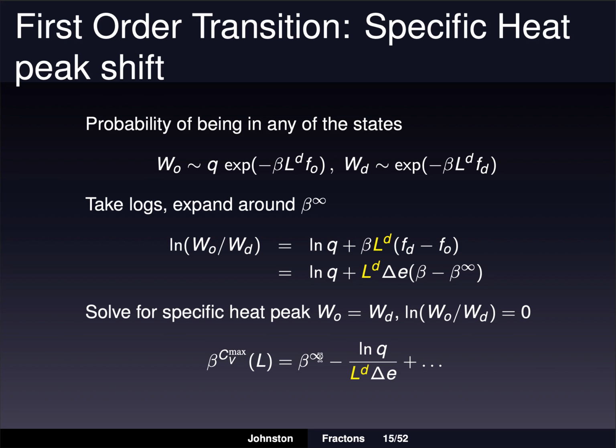So beta infinity is, if you like, the real infinite volume value of the critical temperature. Our estimate coming from the peak in the specific heat, where WO is equal to WD, is given by this. And the shift isn't something to do with L to the 1 over nu now. It's simply a volume shift again.